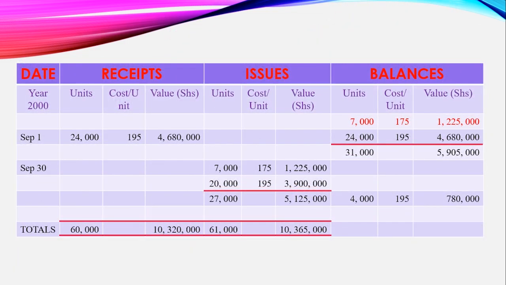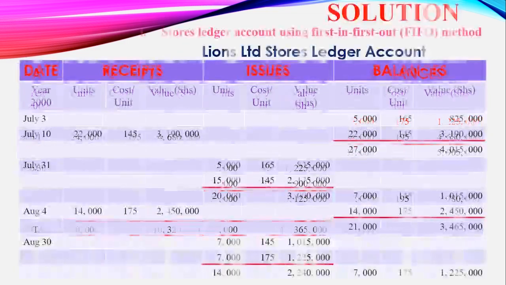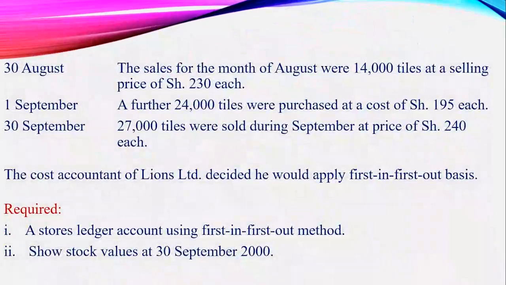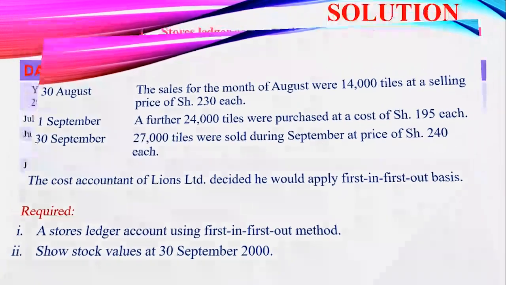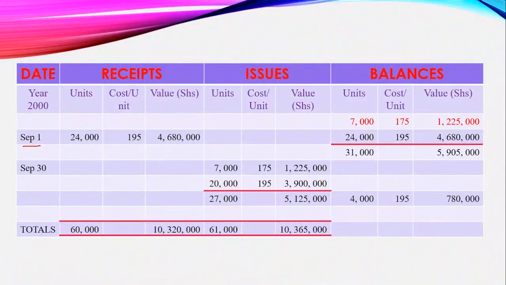The next transaction is on September 1st. On 1st of September, a further 24,000 tiles were purchased. They acquired more tiles, 24,000 of them at 195 shillings each. So here we had some purchases, so we are increasing the stock. Again, get to that. They acquired 24,000 tiles at 195. That is a total value of 4,680,000. When you multiply this, it gives you 4,680,000.